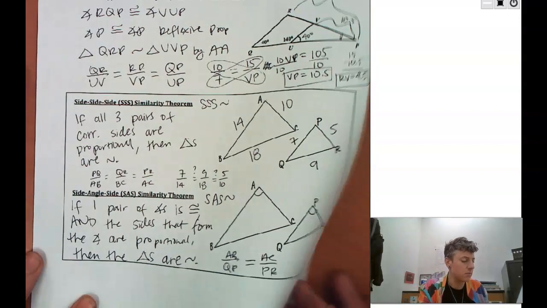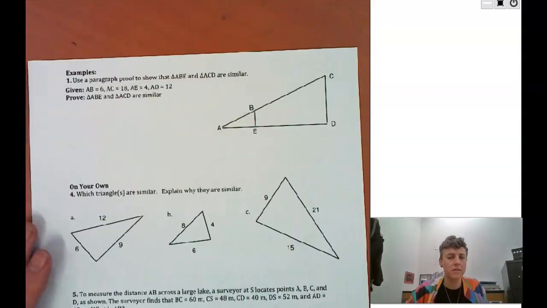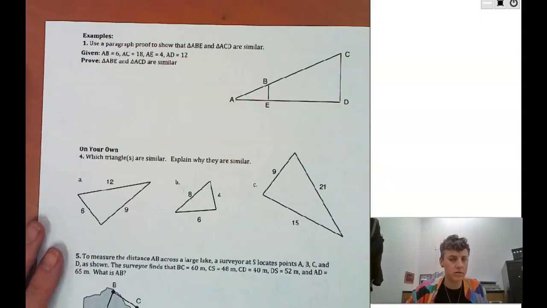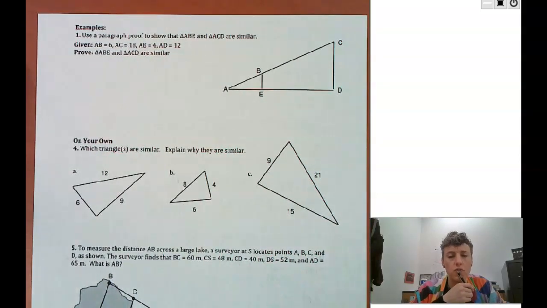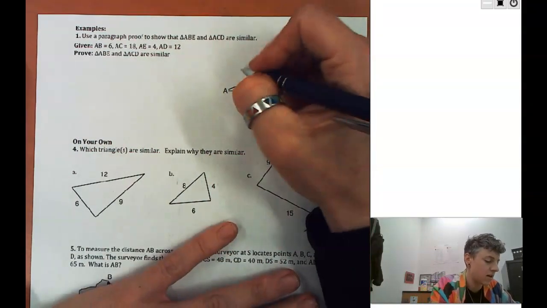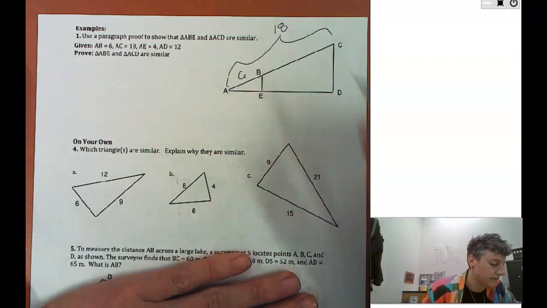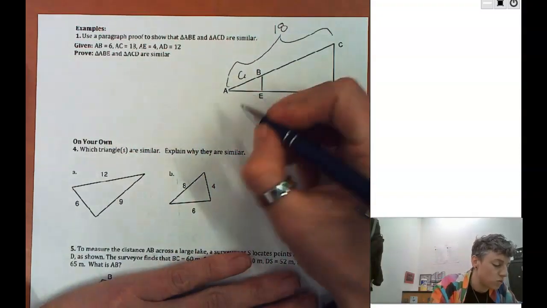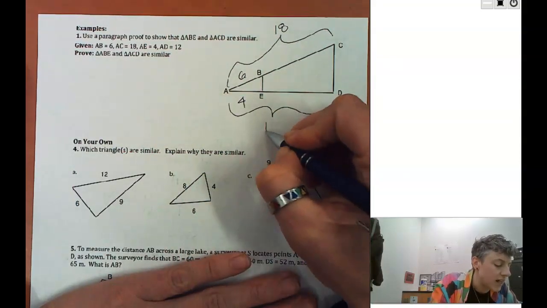All right, move on to the back side of the paper. Example number 1, use a paragraph proof to prove that triangle ABE and triangle ACD are similar. All right, we're given that AB is 6. We're given that AC is 18. We're given that AE is 4. That's a funny looking 6. We're given that AD is 12.